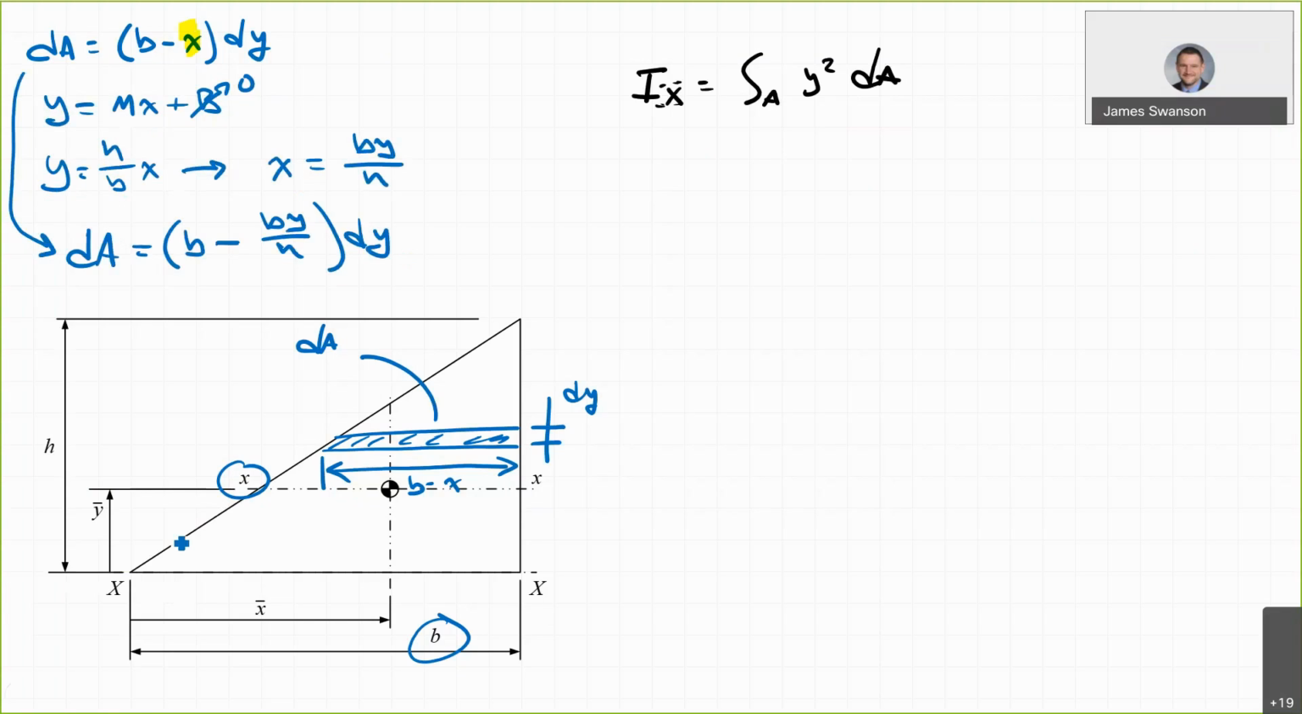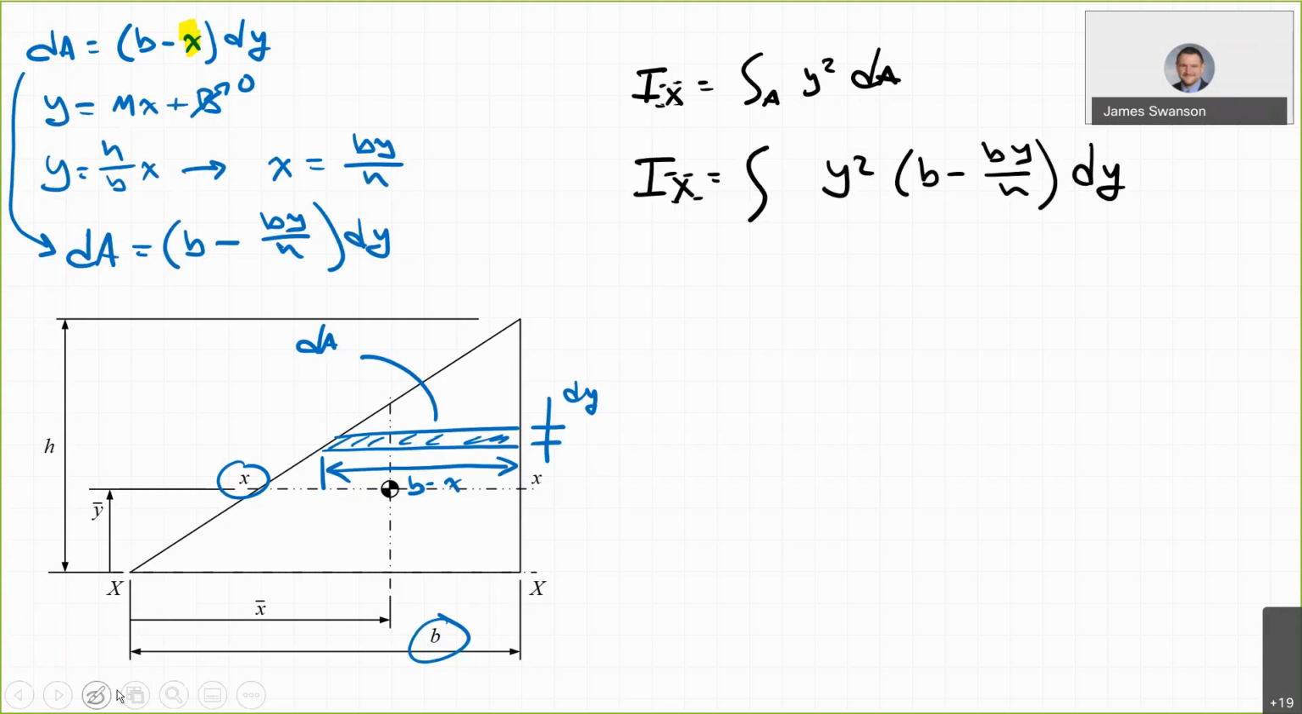Okay, so now that I have that, I can go back up here and substitute. So that's equal to the integral of y squared times dA, and dA is now b minus b times y over h, quantity closed, times dy. If I'm integrating over the area, then I want to integrate from the bottom to the top. So the bottom is y equals 0, and the top is y equals h.